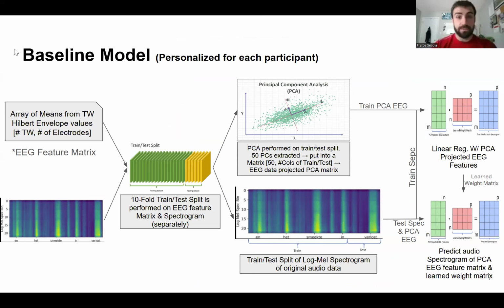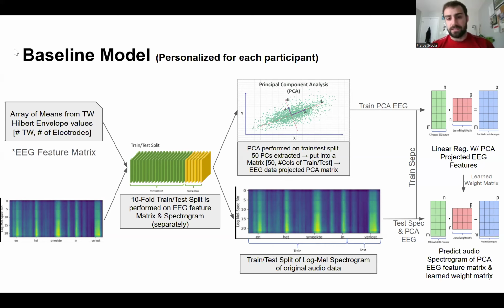Yeah, so as you mentioned, this was done for each individual participant. So we have a regression model for each one, all 10 participants. The input for the model was the array of means of the Hilbert envelope for each time window and for all electrodes that were sampled. And the ground truth was the log MEL spectrogram. Both of these pieces of data had a train test split taken of them.